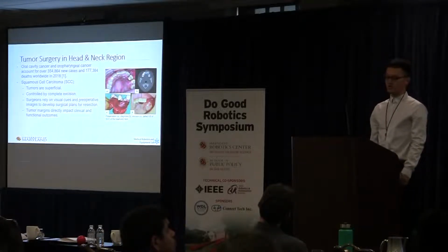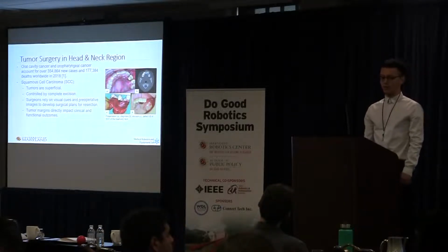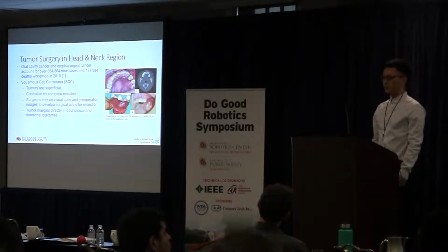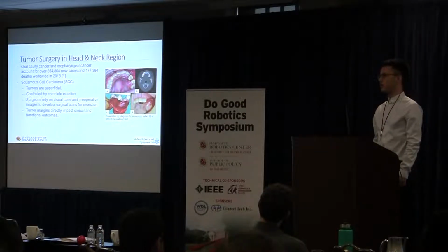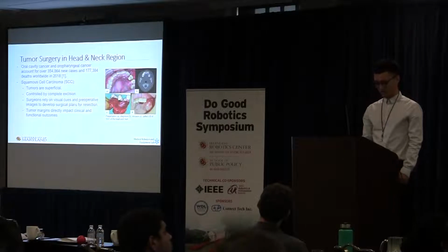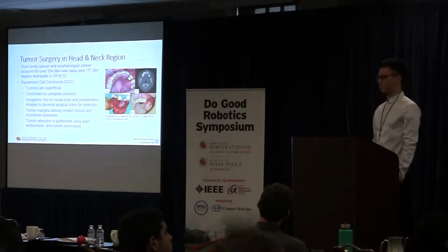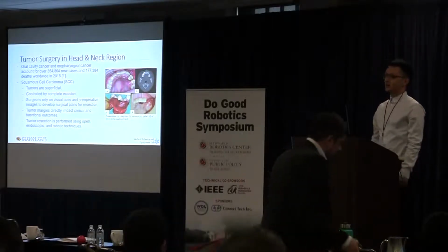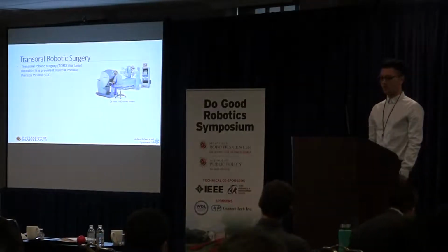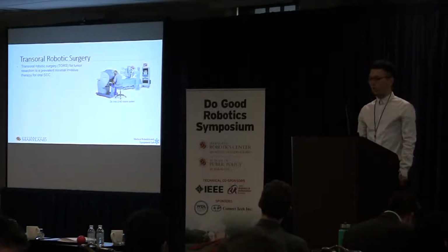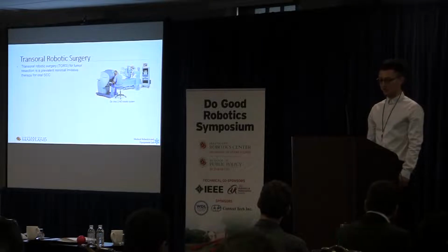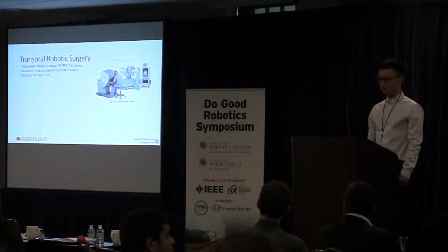The tumor margin is the paramount thing you want to control because it directly impacts the clinical outcomes. If you cut too much, you impair the post-surgery organ functions. If you cut too little, the tumor recurs. Tumor resection is performed using either open, endoscopic, or robotic techniques. For the robotic techniques, we call them transoral robotic surgery, or TORS. It's already a very prevalent minimally invasive therapy for oral SCC removal.